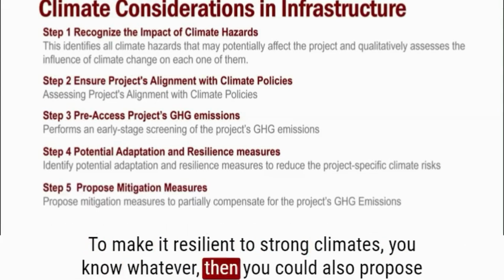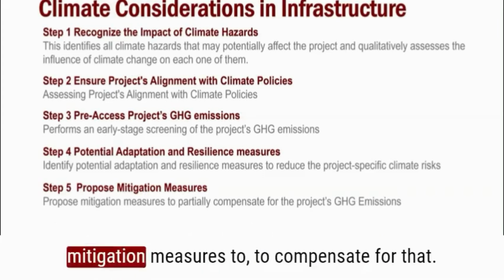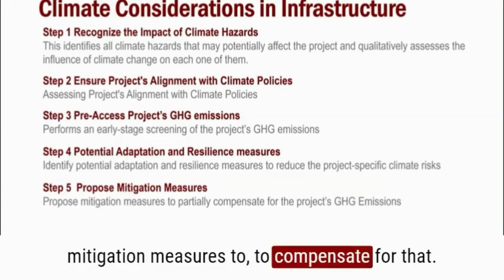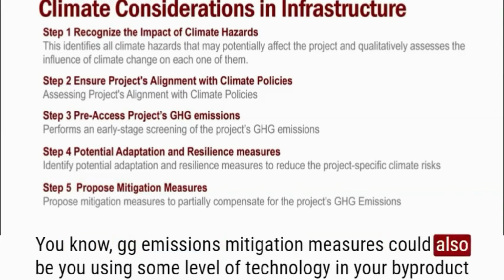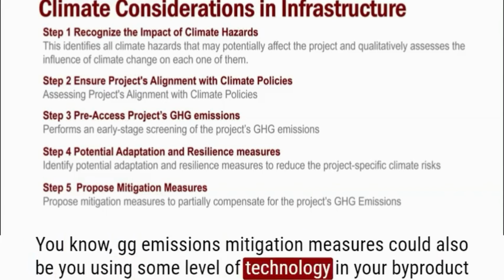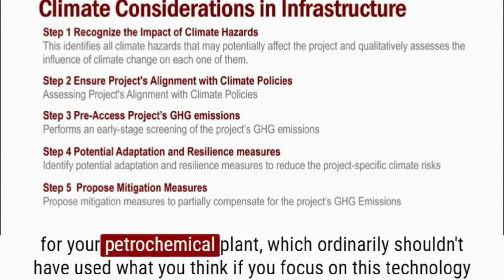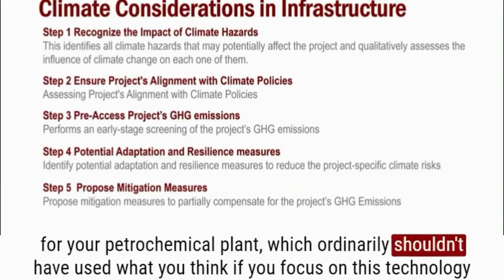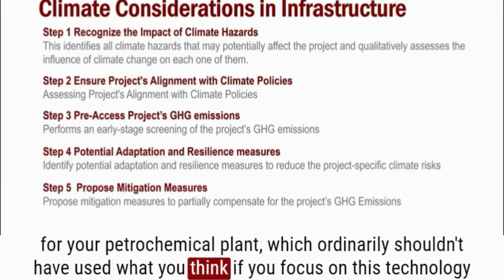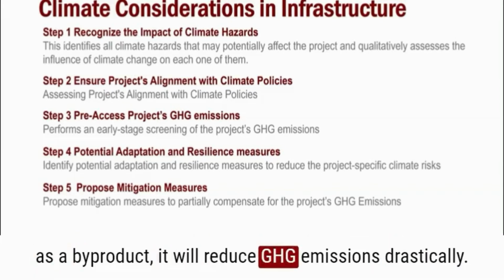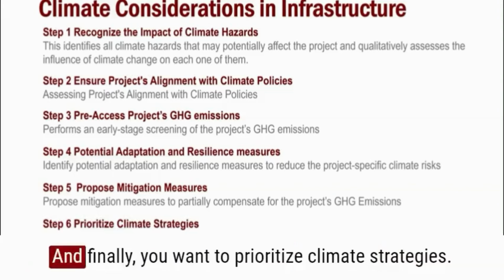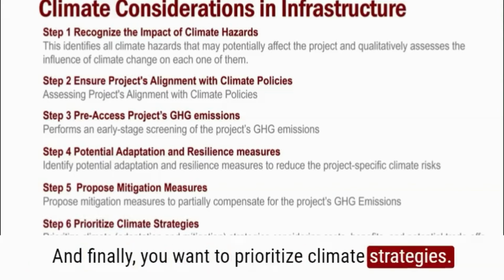whatever. Then you could also propose mitigation measures to compensate for those GHG emissions. Mitigation measures could also be you using some level of technology in your byproduct for your petrochemical plant, which ordinarily you shouldn't have used, but you think if you focus on this technology as a byproduct, it will reduce the GHG emissions drastically. And finally, you want to prioritize climate strategies.